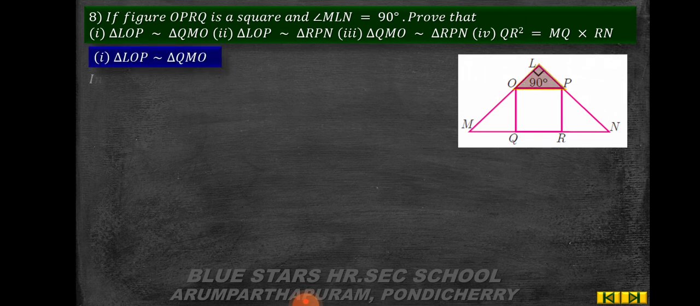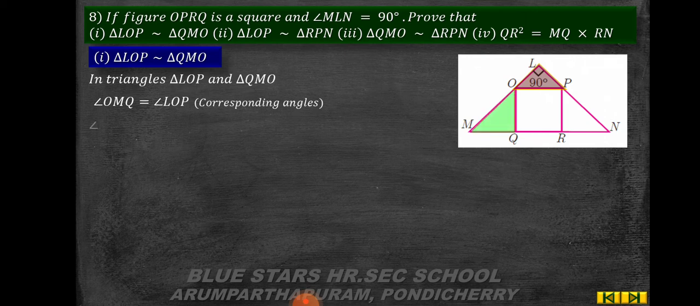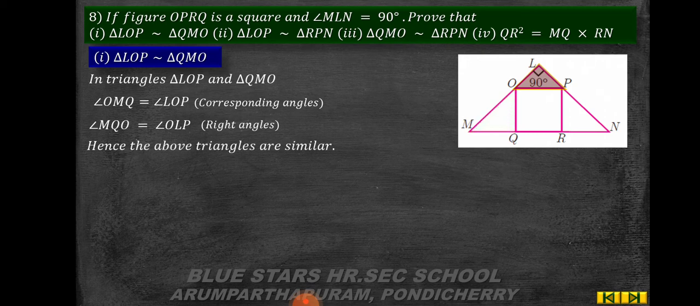So first one, triangle LOP is similar to triangle QMO. So in triangles LOP and QMO, angle OMQ is equal to angle LOP. So corresponding angles are equal. Angle MQO is equal to angle OLP, right angles, because Q and L are right angles. Hence the above triangles are similar.